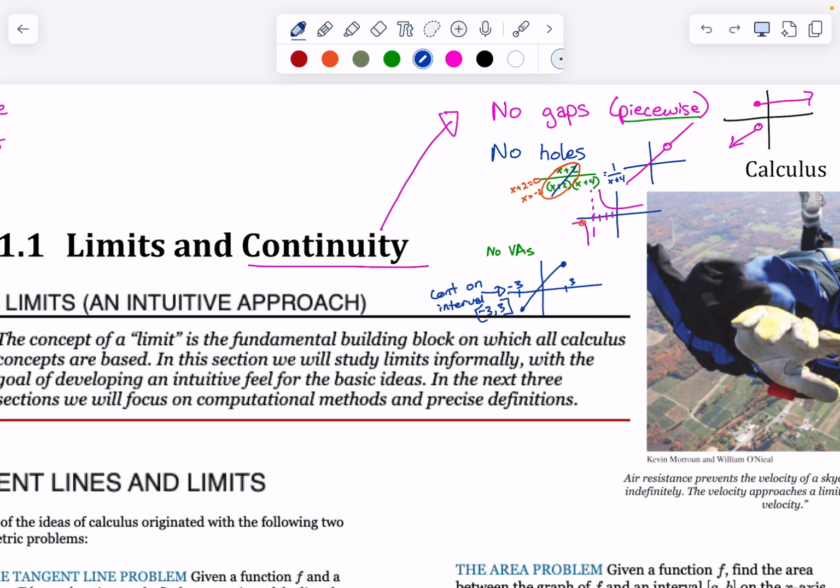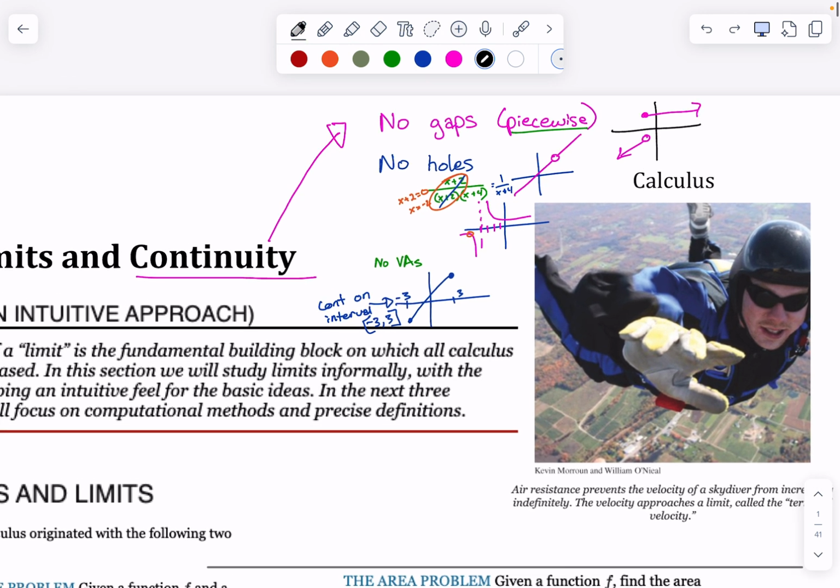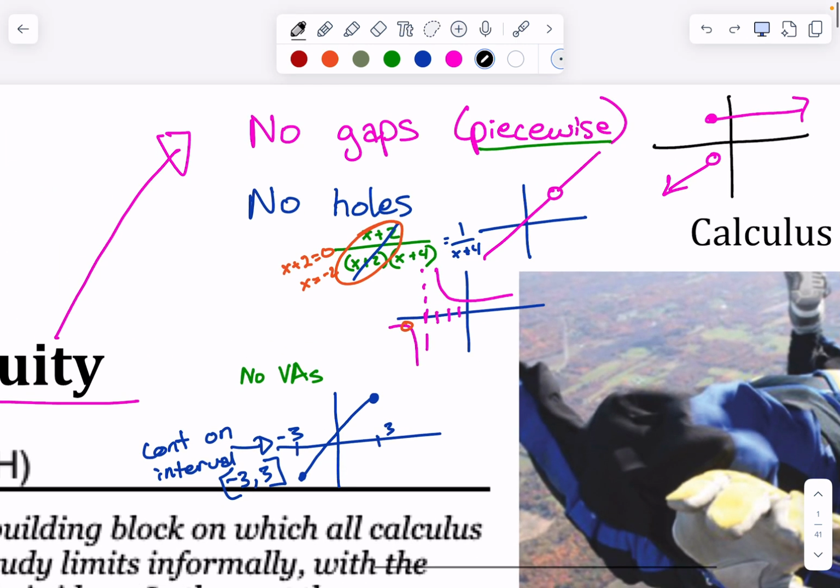Now, this is surprisingly important because we talk about continuity all the time. So just remember, and we'll go over this like 100 times before you take the test on chapter 1, that there are 3 things that screw up continuity: gaps, which usually happen with piecewise functions, holes, and vowels. Those 3 things, embed them in your brain. Those are the things we have to overcome, right?